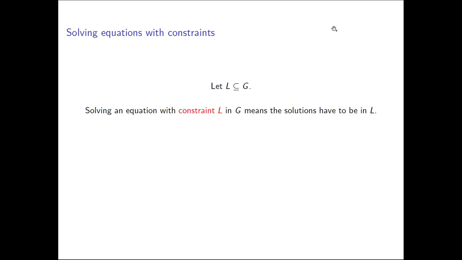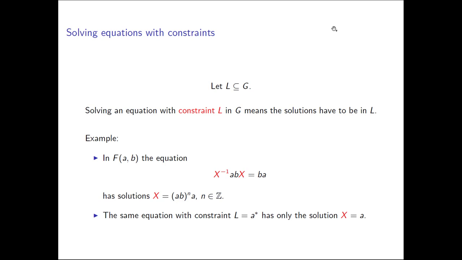Here I have a set L in G. I'm solving an equation with constraint L, which means the solution has to be in L. For example, remember my little conjugacy problem. It's easy to find what X is, but you might say, well, no, I only want those solutions which are in this language. A star means all the powers of A. So in that case, the only solution is X equals A. So this is what I mean by constraints.